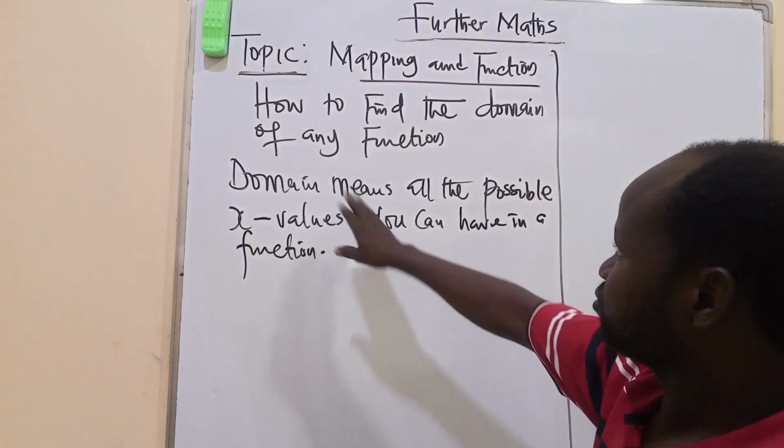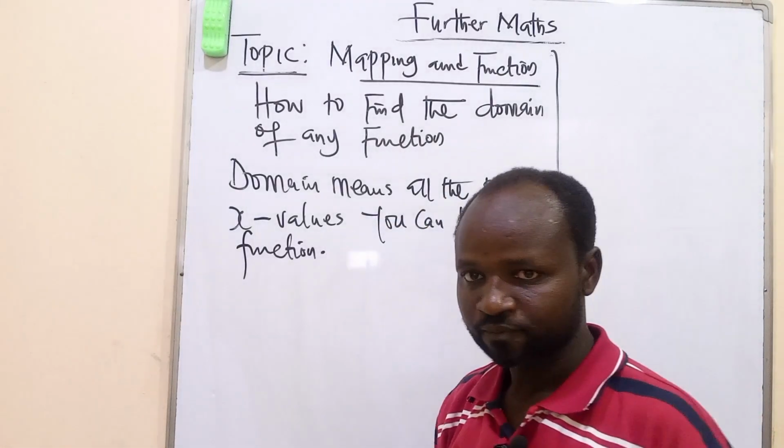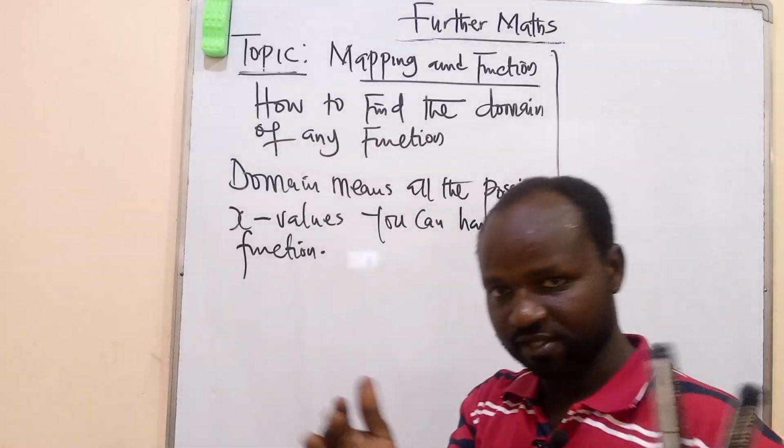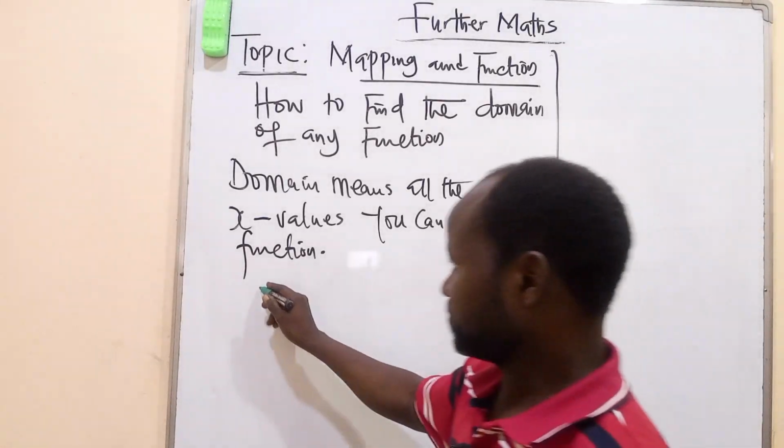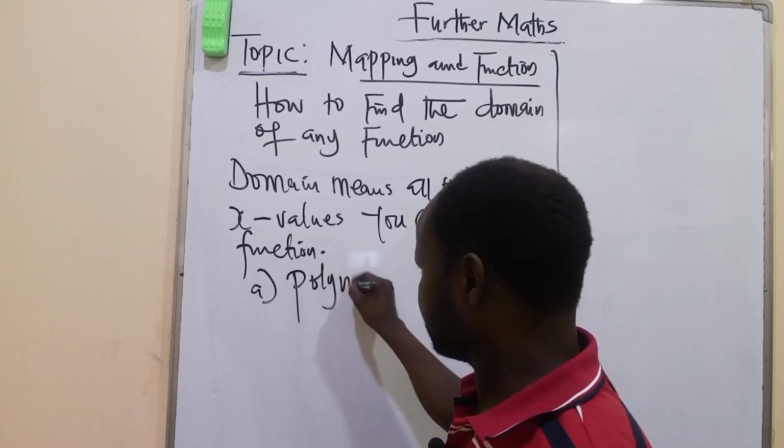Domain means all the possible x values you can have in a function. As I said, we'll be looking at 2 cases out of the 5. The first one is when we have a polynomial only.